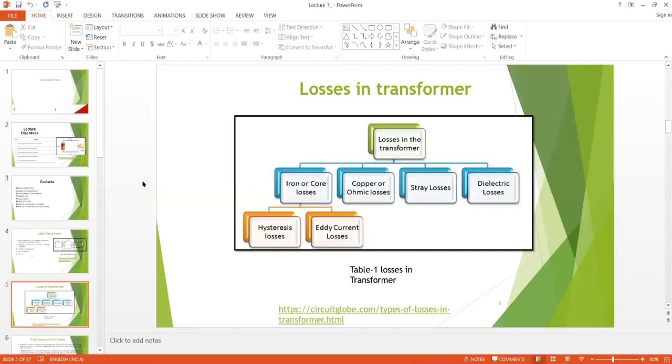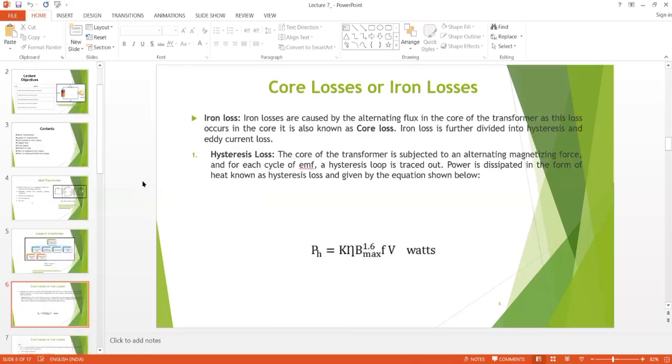When I'm talking about losses of a transformer, it has iron losses, which can be classified into hysteresis and eddy current losses. And when we talk about copper losses, we have stray losses and dielectric losses. The minimum loss is basically iron loss, and we have to keep the copper loss equal to the iron loss to have maximum efficiency. This is your core loss in the transformer.